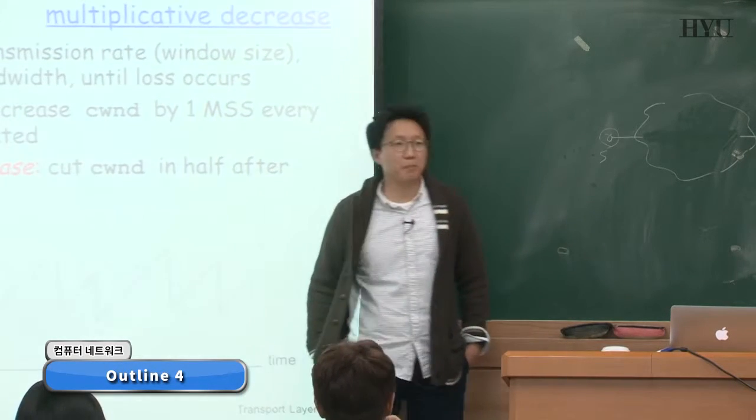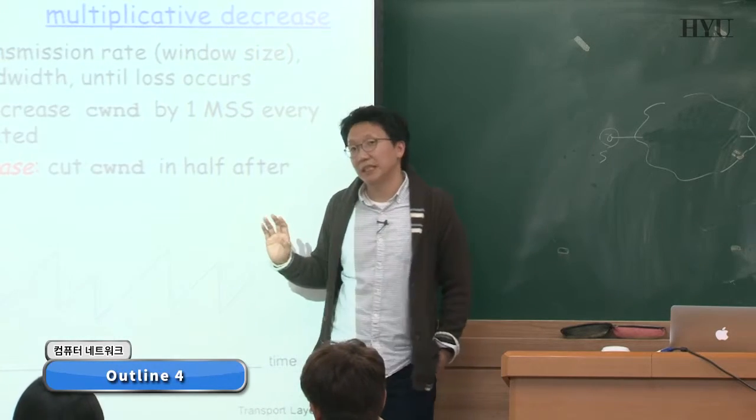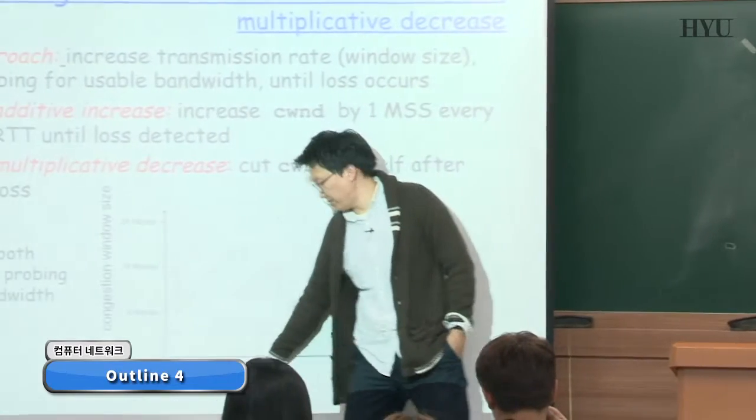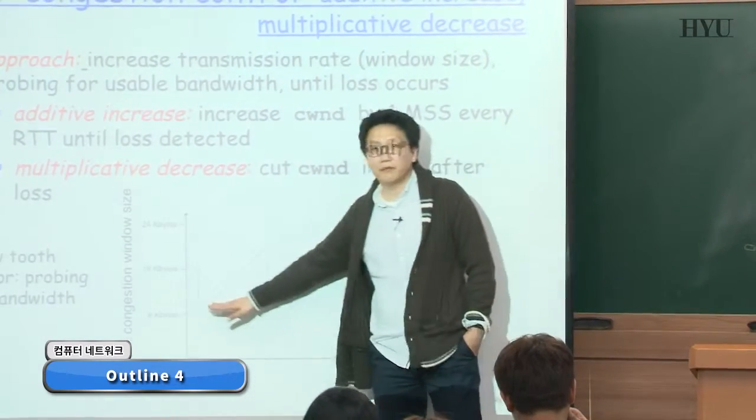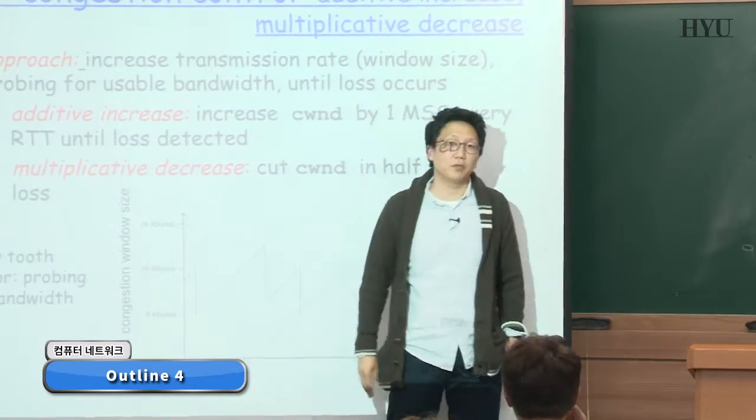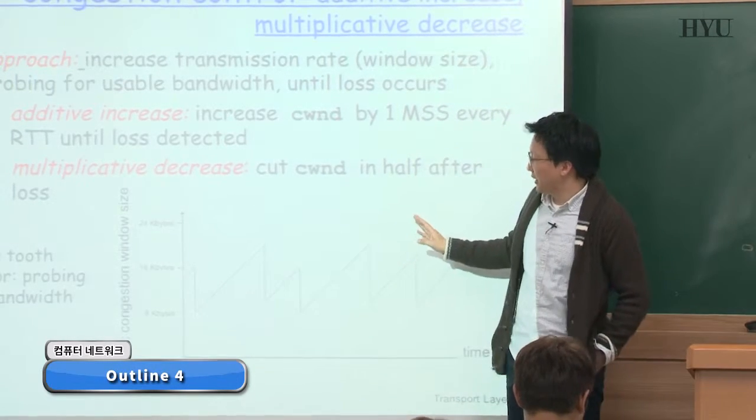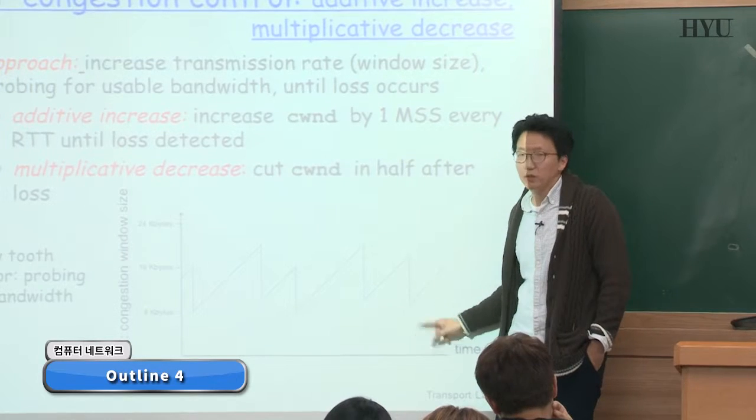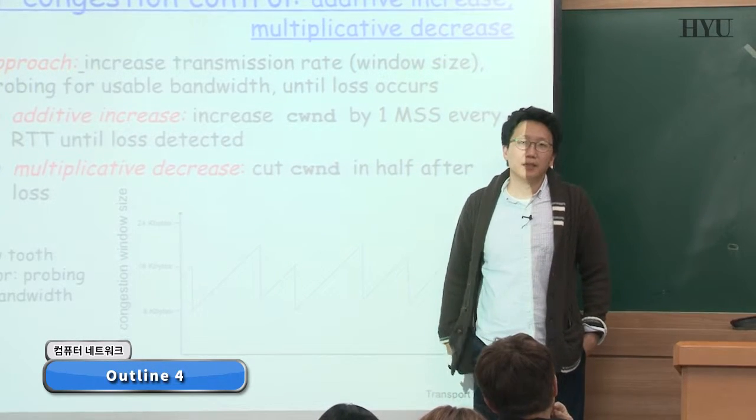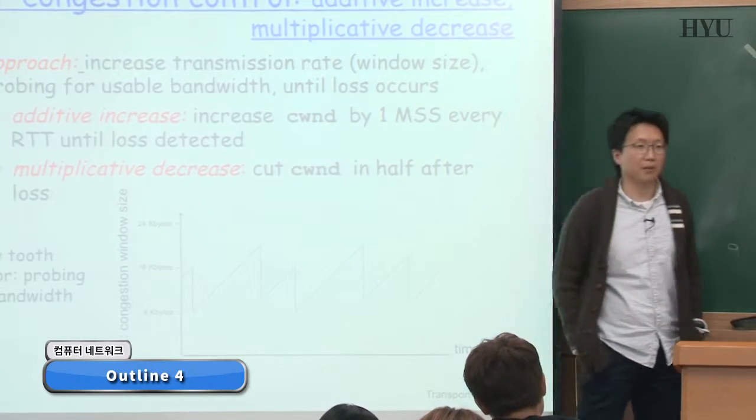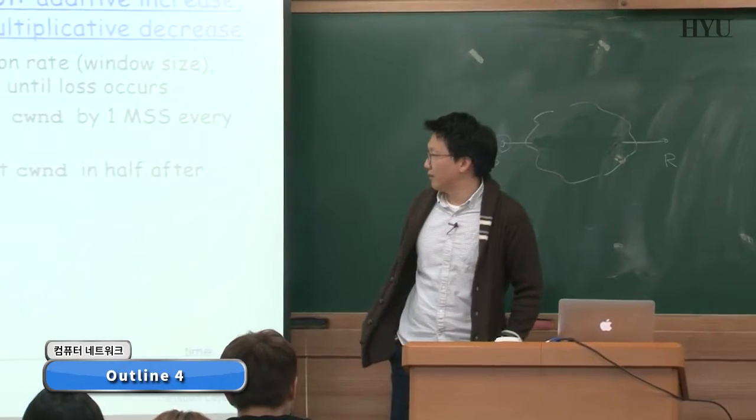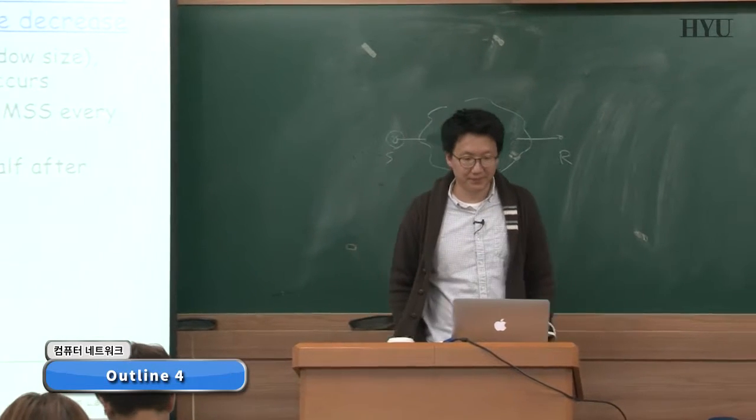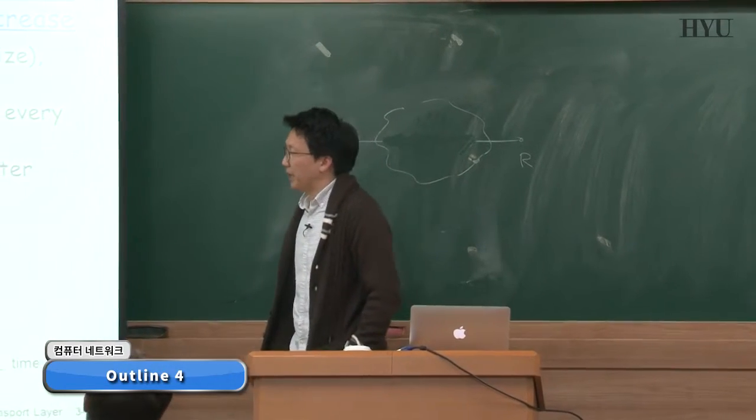Something called sawtooth behavior. If you're drawing that behavior onto this plane, time goes this way. If this left side is keeping track of your window size, it's going to be like this. Up, down, up, down, up, down, like this. And this is something called sawtooth behavior. It's a very sharp behavior. So, probing for the bandwidth.